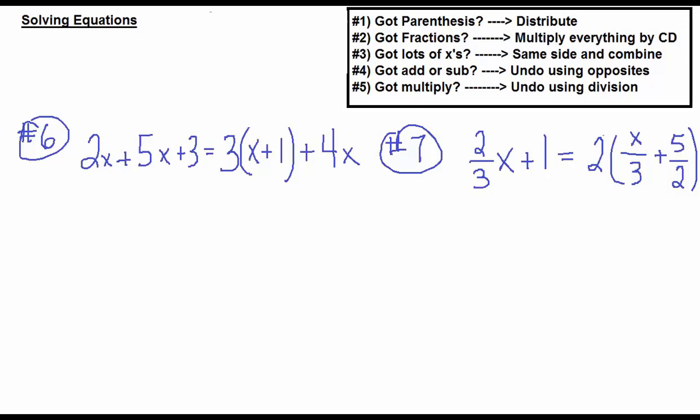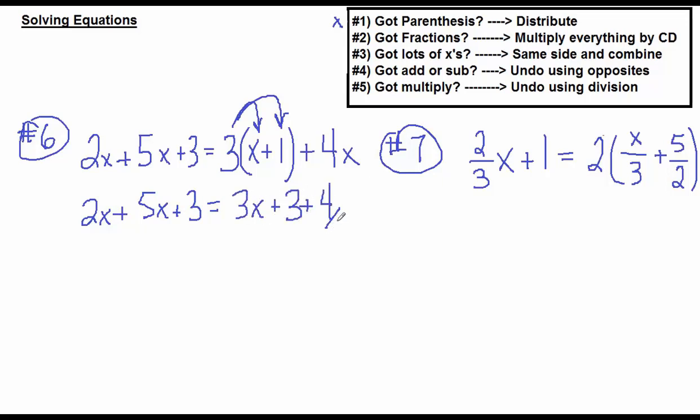Welcome back. Let's get started here. We're going to go ahead and follow the 5 gots like we have been doing with all these problems. I'll work on number 6 first. We got to deal with the parenthesis. Do we got parenthesis? Oh yeah, it's right here. So we're going to distribute the 3 into the parenthesis. We're left with 2x plus 5x plus 3. And when I distribute the 3, I get 3x plus 3 plus 4x.